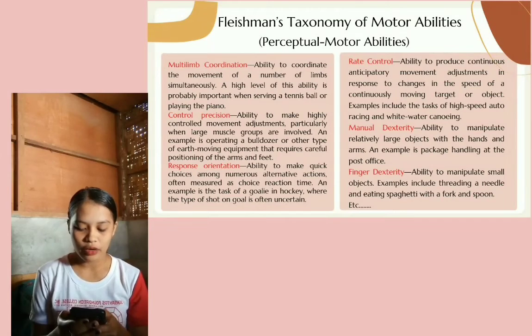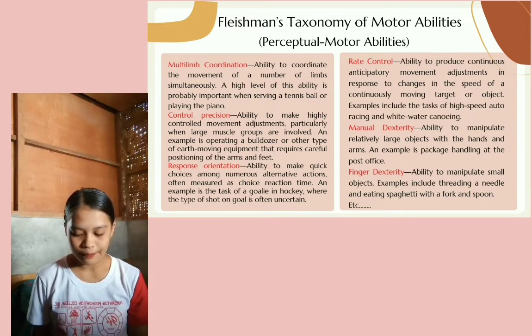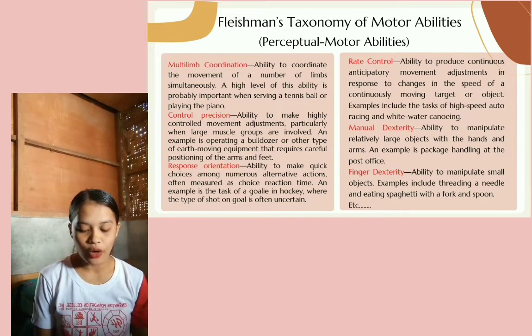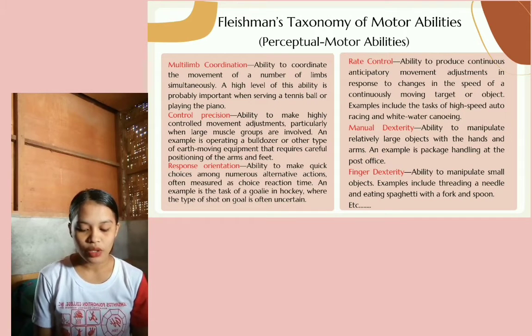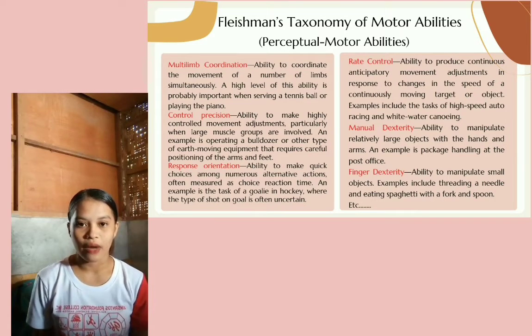Multi-limb coordination: the ability to coordinate the movement of a number of limbs simultaneously. A high level of this ability is probably important when serving a tennis ball or playing the piano. It is the ability to coordinate two or more limbs, for example two arms, two legs, or one leg and one arm, while sitting, standing, or lying down.